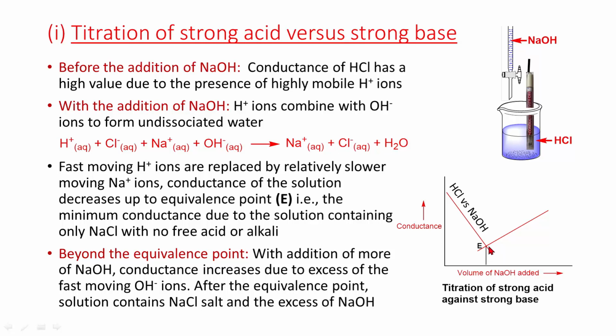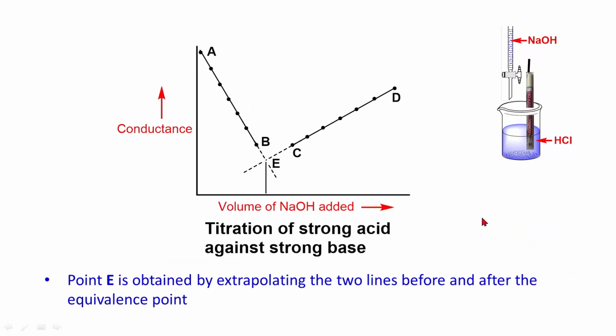Beyond the equivalence point, with the addition of more sodium hydroxide, conductance increases due to excess of fast moving OH- ions. After the equivalence point, the solution contains sodium chloride salt and excess sodium hydroxide. Here, point E is obtained by extrapolating the two lines before and after the equivalence point.